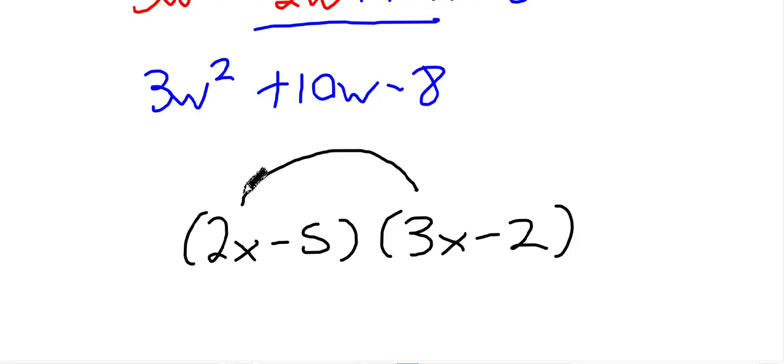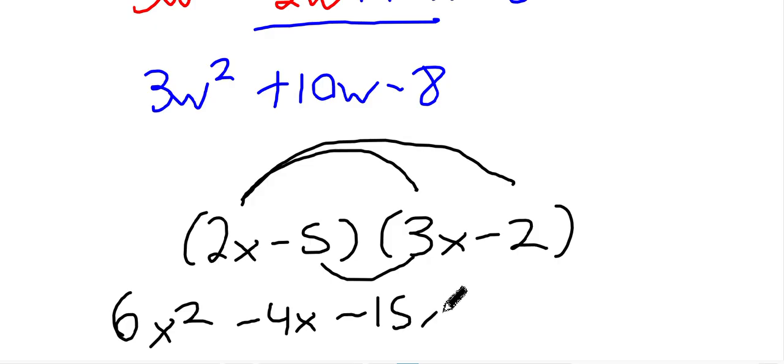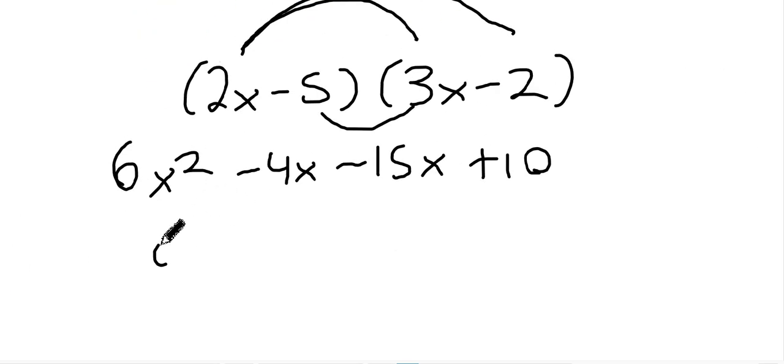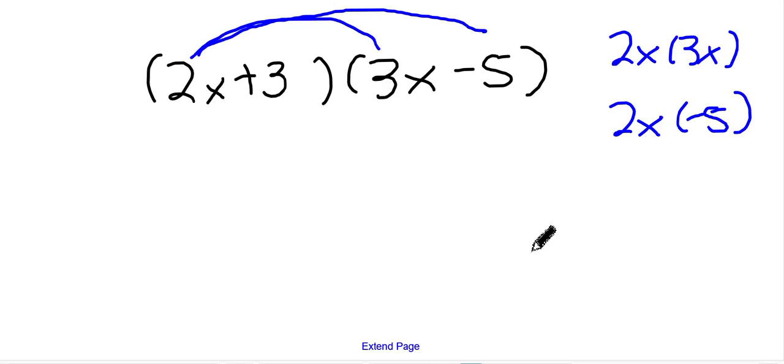2x multiplied by 3x and 2x multiplied by minus 2. 2x with 3x. 2x multiplied by minus 2. Minus 5 times 3x. And minus 5 times minus 2. 2 minuses when you multiply them, 10. And then underneath, what's minus 4 minus 15? Plus 10.